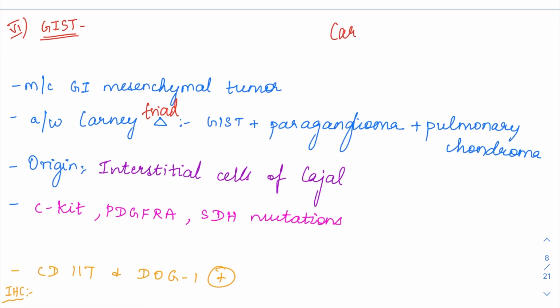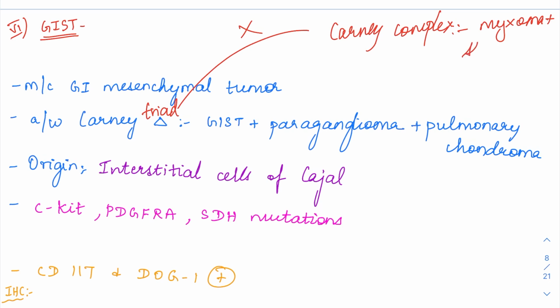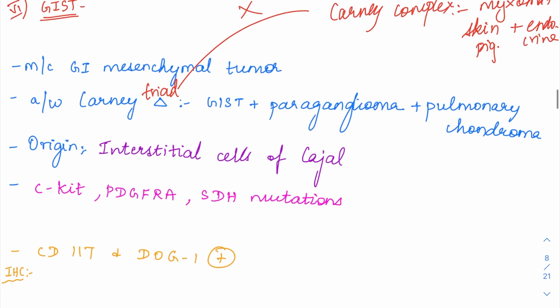But don't confuse it with Carney's complex. Carney's complex was different. So these two are not the same. Carney's complex, where did we see? We saw it in myxomas, right? So atrial myxomas we were reading. Carney's complex will have these cardiac and extracardiac myxomas along with skin pigmentations and endocrine abnormalities, right? So that was an entirely different kind of thing, different from Carney's triad. So GIST is associated with Carney's triad and myxomas are associated with Carney's complex.